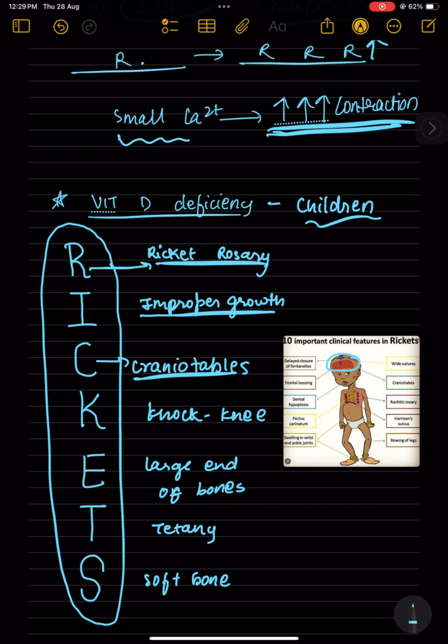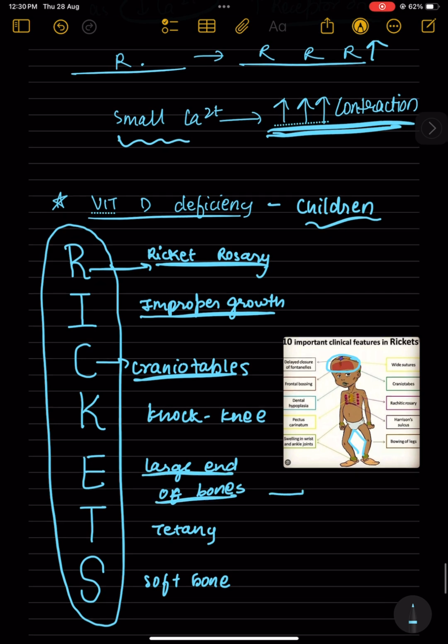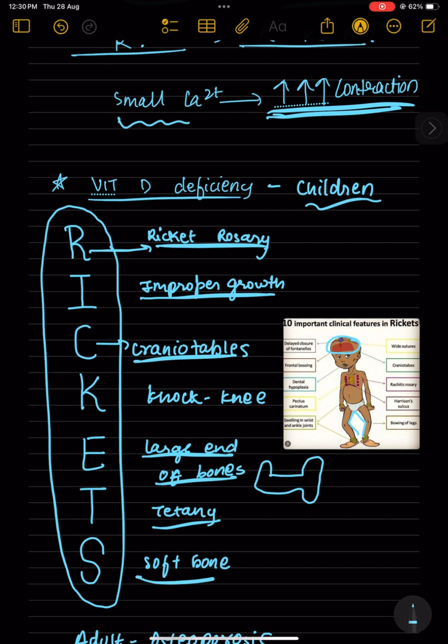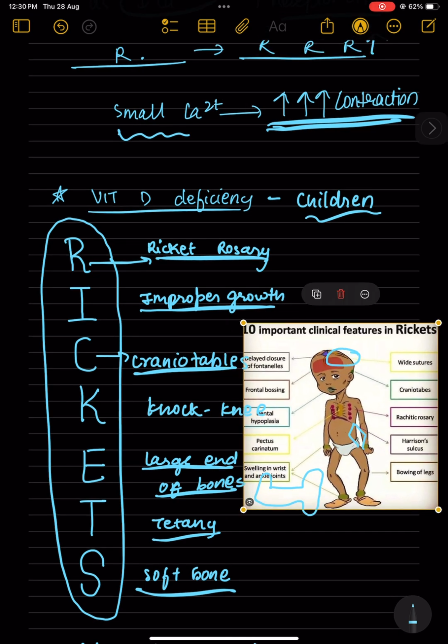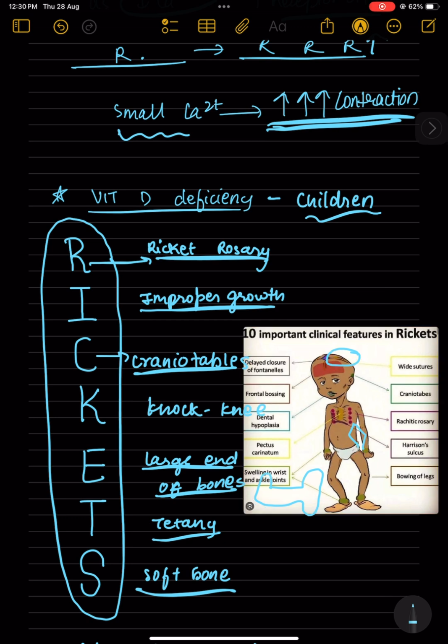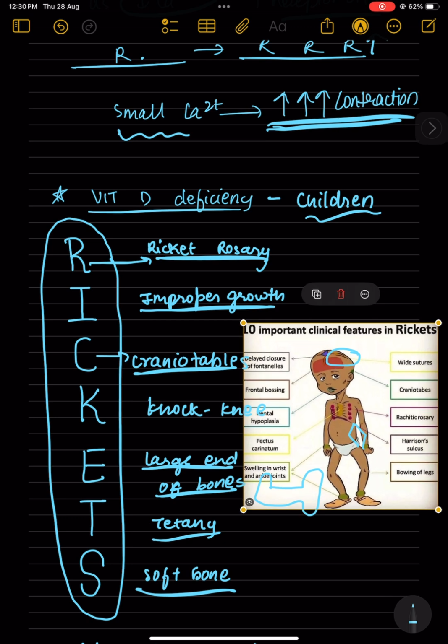They can have large end of bones. Large end of bones means large epiphyses. Then there can be tetany, as we know, contractions, and the bones can be very soft. As seen from this image, it can be seen there is delayed closure of fontanelles and frontal bossing, craniotabes, and rachitic rosary. It is seen in the ribcage area and protruded stomach.